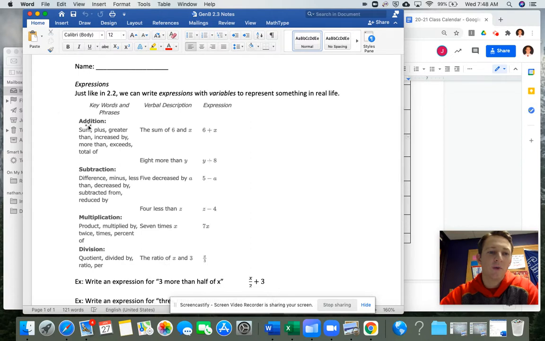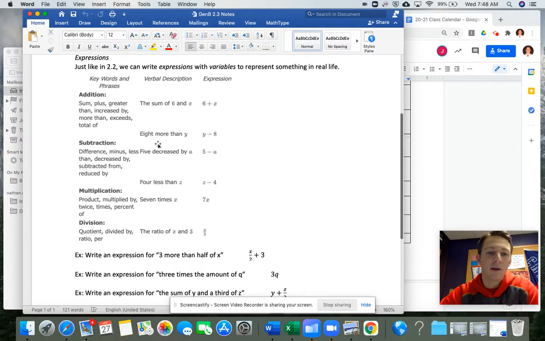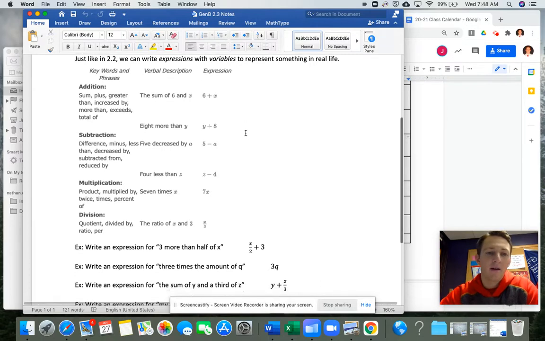So some keywords for addition, you might see sum, plus, greater than, increase by, more than, exceeds, or total of. An example in a sentence, the sum of 6 and 8, we would write that in an expression. We're adding 6 and 8, so 6 plus 8. Also another example, 8 more than y, it'd just be y plus 8. If it helps, think of a number line. If you start at y and you go more than 8, you are adding.